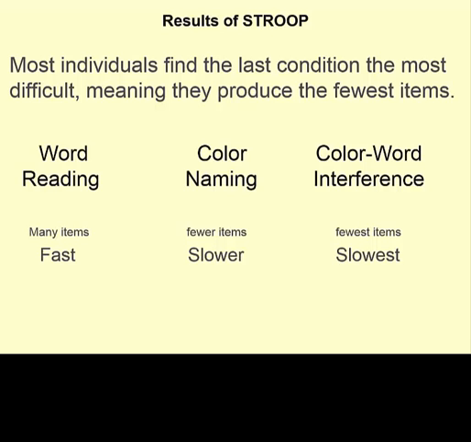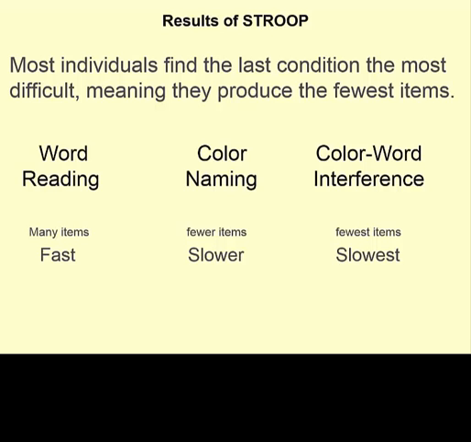So if you find yourself having difficulty with the last condition, it doesn't mean you have any cognitive problems. The comparisons would be done with a standardized version administered to a normative data sample of individuals with similar demographic characteristics such as age, education, and language.